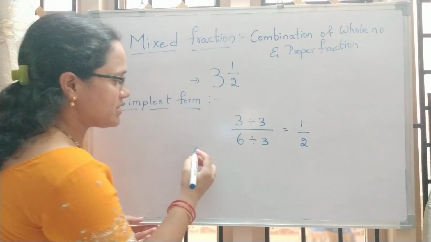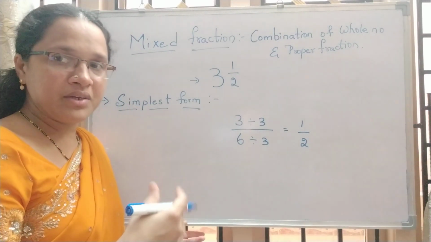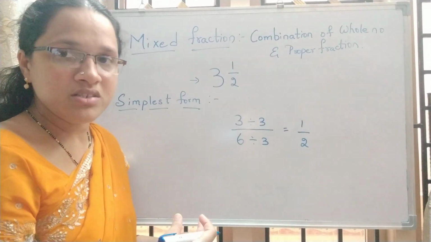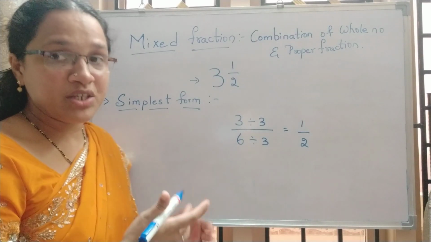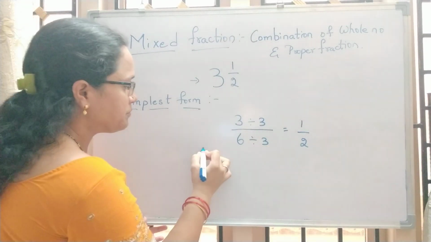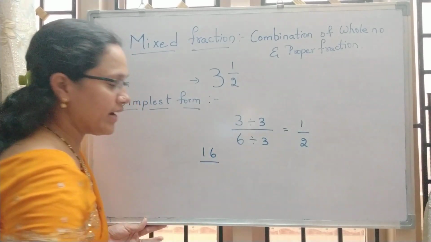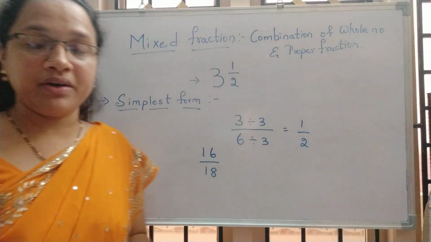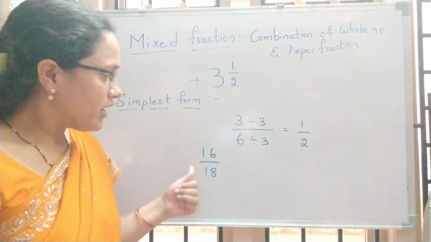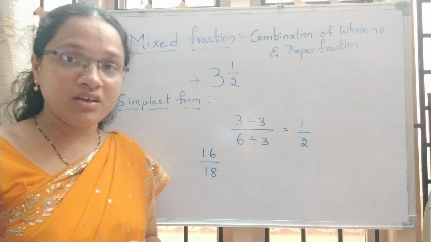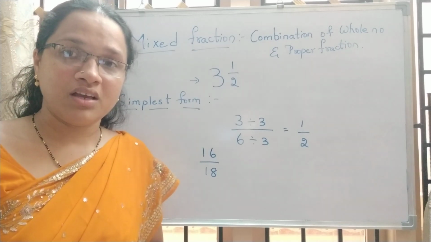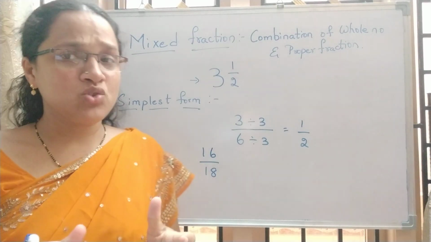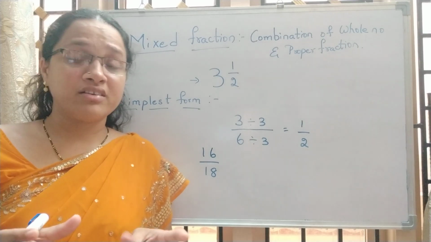Let us take one more example. We'll take 2-digit numbers so that you can understand much better. Okay, so 16 divided by 18. Now tell me, can you tell me in which table this will be divisible? Yes, so please don't forget, I told you already, factors and multiples.